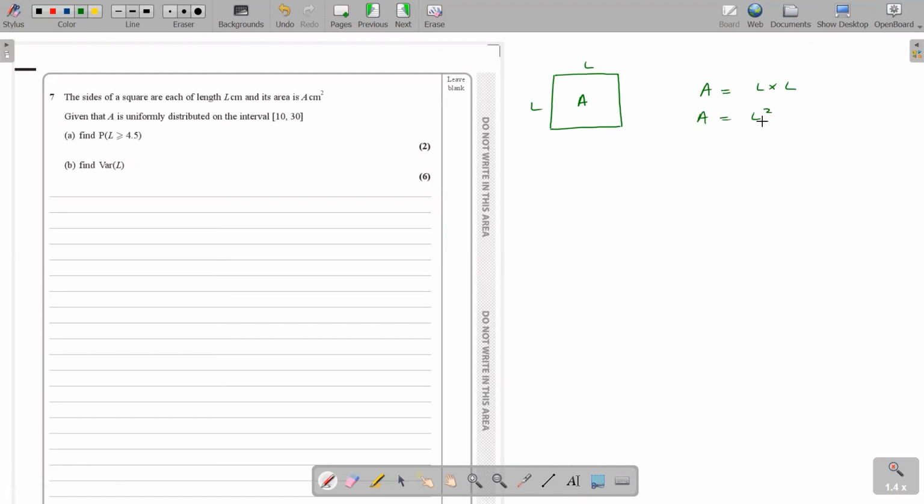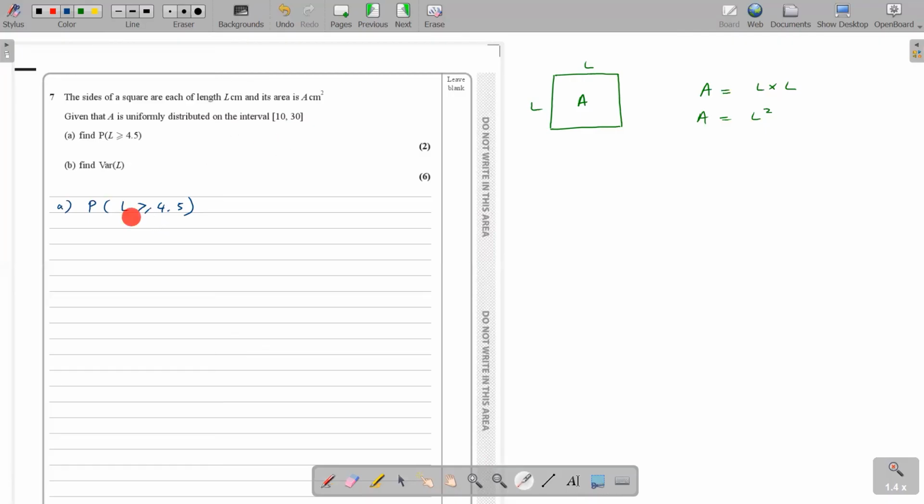Given that A is uniformly distributed on the interval 10 to 30, basically they have given you the distribution of A. Find the probability L is greater than 4.5. So basically, if you want to find the probability L is greater than or equal to 4.5, how do we find it? Now they have given you the uniform distribution of A, the area.